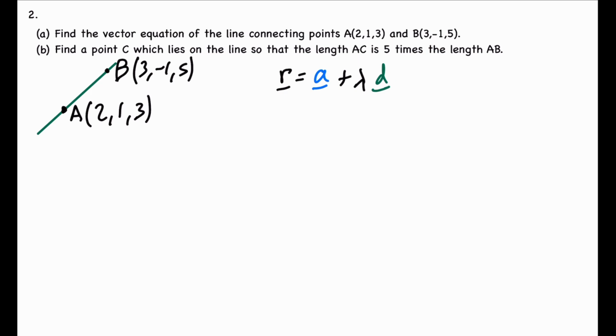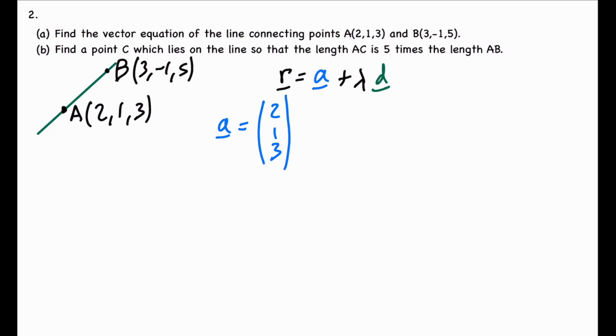So our A can be a position vector of any point of the line. Because we have 2 points on the line, we get to choose. We can choose either this one or this one. So I'm going to choose A. So our value for A is going to be (2, 1, 3), which is our position vector of A on the line.